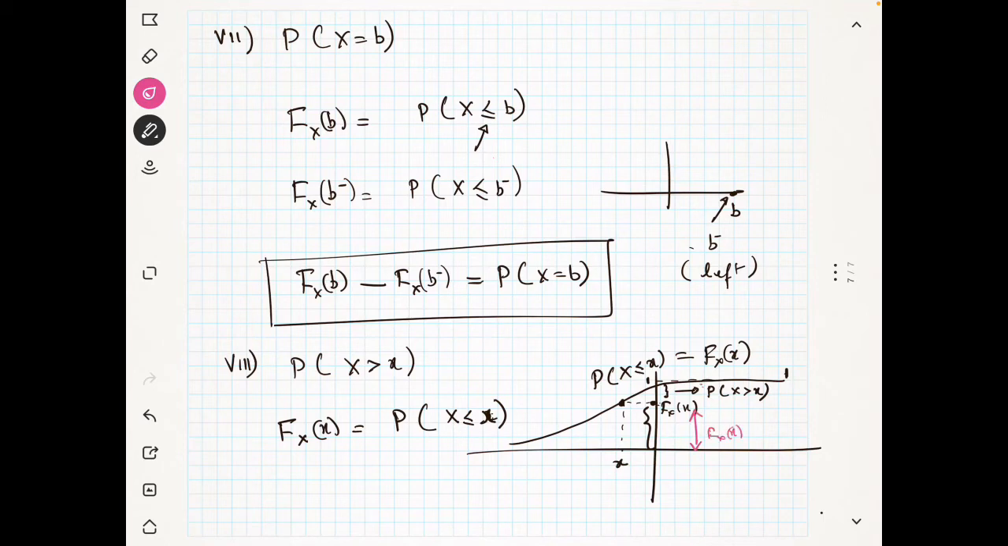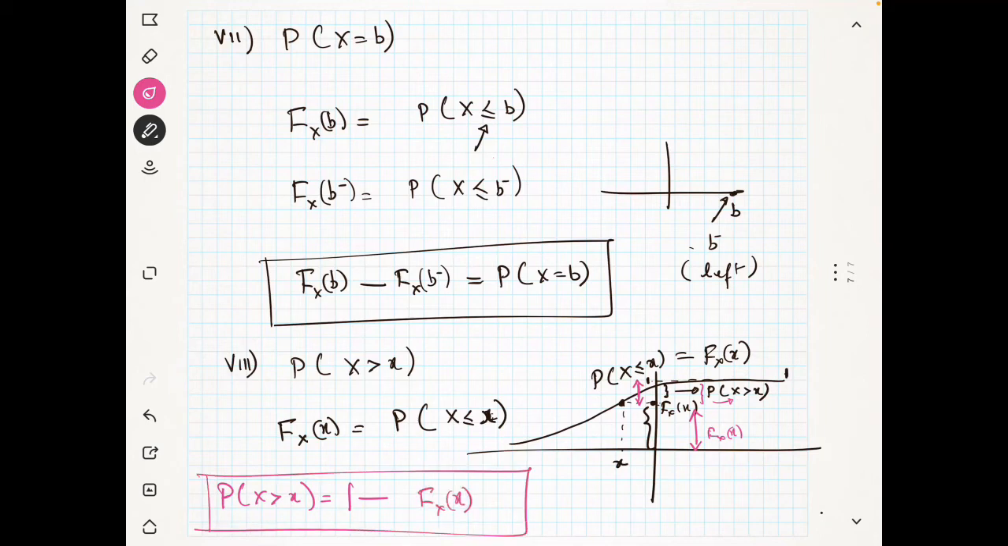So what will be the next part? The next part will show the probability that X greater than x. This probability is nothing but 1 minus F_X(x), because the maximum value of the distribution function is 1, and you are talking only about this part. So this part is nothing but 1 minus F_X(x). I hope this is clear to you. So we have got the different points. Now we will see a problem based on this.